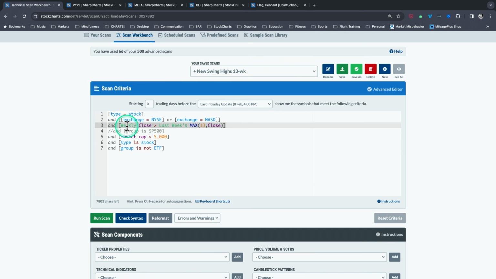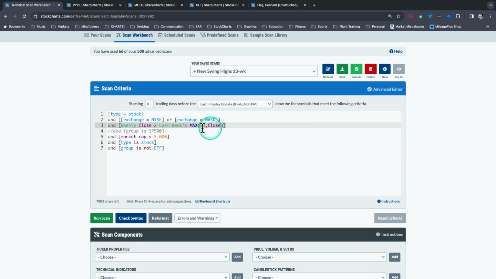That basically says the current weekly close is greater than last week's 13-week maximum close, right? So look at the last 13 closes, and I want this week's close to be higher than the last 13. That would be a new 13-week high based on the weekly data, and that's what I run. I have a daily screen which does the same thing based on a daily chart, and it's stocks making new 65-day highs or 65-day lows, which I'll show you in a minute.